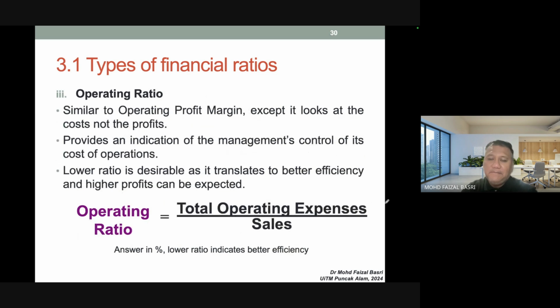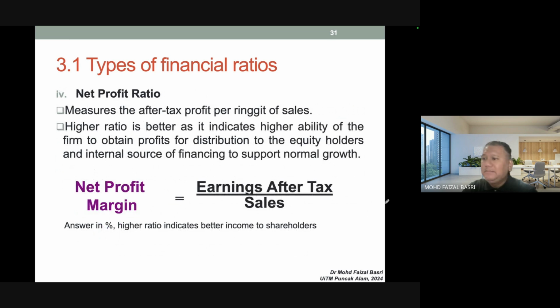Okay, I skip ni kejap. I go to the third margin. Margin yang ketiga adalah net profit margin. Okay, net profit margin. Okay, ni diletak net profit ratio. Be better selalunya kita guna perkataan net profit margin. Okay, net profit margin. Sama juga, when you see margin, you know it's sales, and then kita ambil net profit.